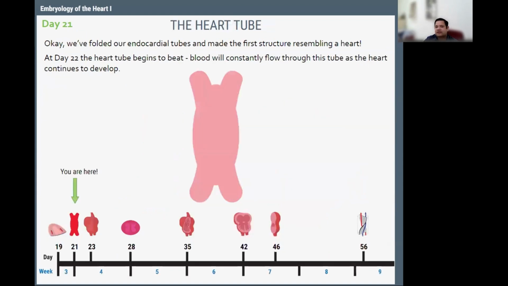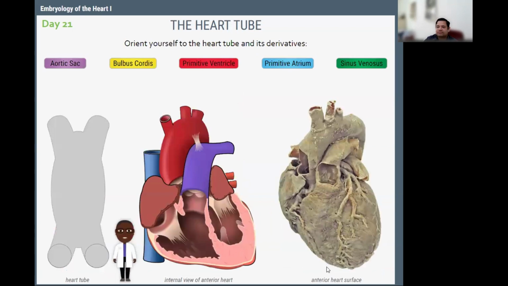Now we'll talk about the heart tube. So heart tube we got on 21st day. So it is the first structure which is resembling the heart. You see, this is first structure. And on 22nd day blood will continuously flow through this tube and the heart continues to develop. So now we are at the stage of the 21st day, and now the heart tube is going to be formed. It's already formed, you can say.